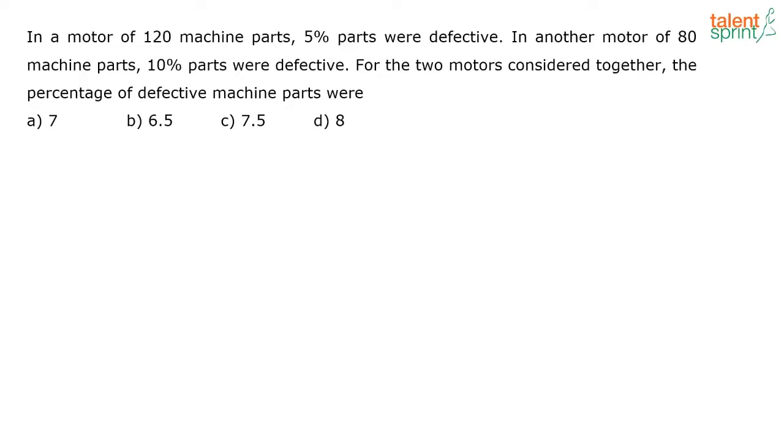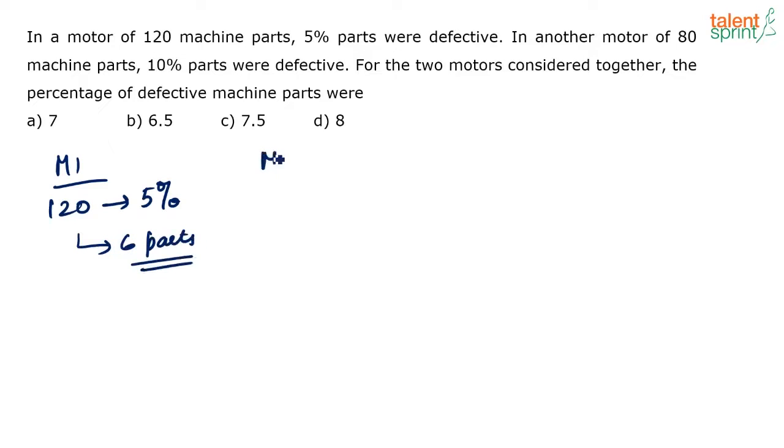See, first motor 1 has 120 parts, out of which 5% are defective. Now again, what is 5% of 120? See, again when you have to calculate 5%, do 10 by 2. Correct? So 10% of 120 is what? 12, by 2, that will be 5%, or I can say there are 6 parts that are defective in motor 1. Now look at motor 2. In motor 2, there are totally 80 machine parts, out of which 10% are defective. So how many parts are defective? 8 parts. 10% of 80 is 8.